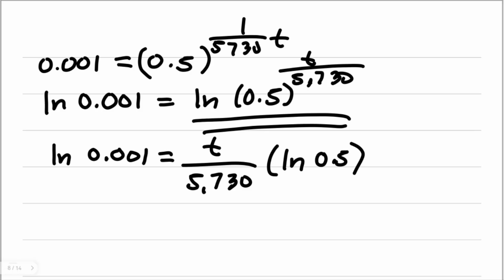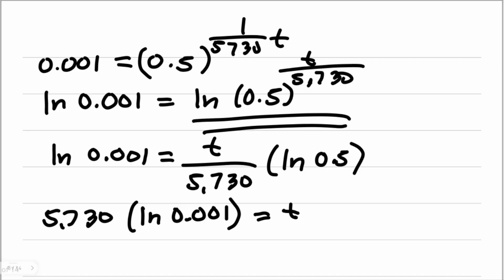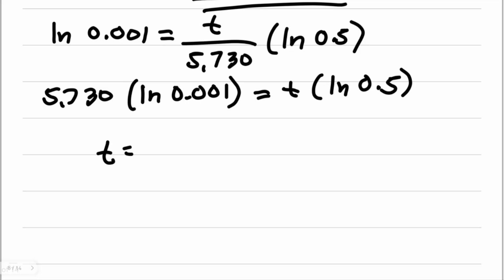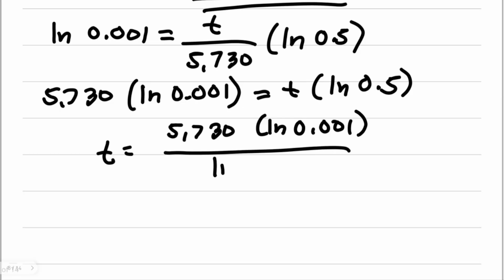With that, now I can multiply both sides by 5,730. You have here 5,730 times natural logarithm of 0.001 is equal to t times natural logarithm of 0.5. So basically, in the end, our t is just equivalent to 5,730 times the natural logarithm of 0.001, all over the natural logarithm of 0.5. This is what we are going to input in our calculators, and if you're using one there, you can slowly and carefully input it.